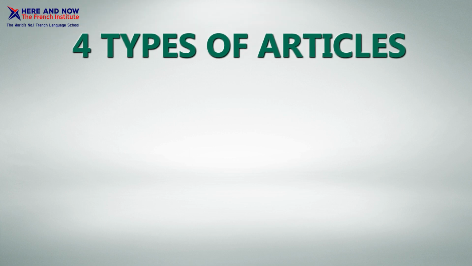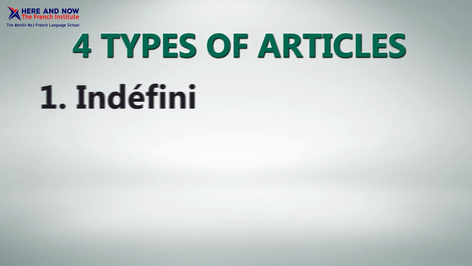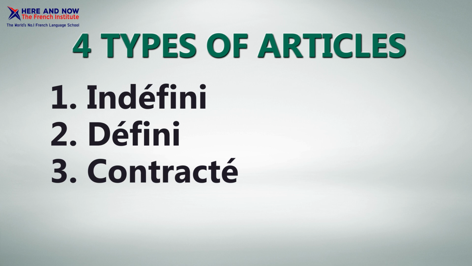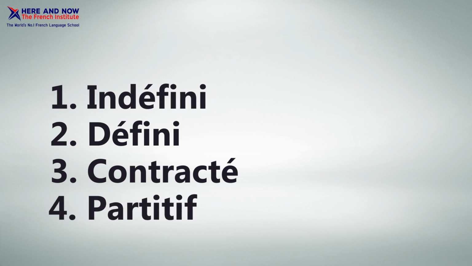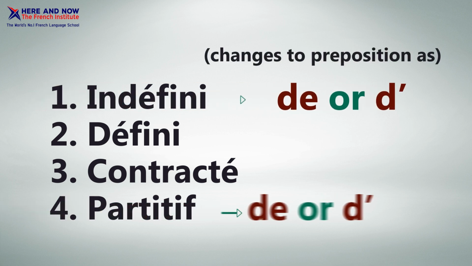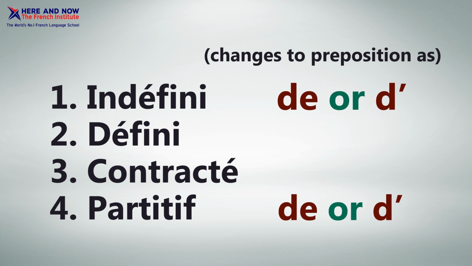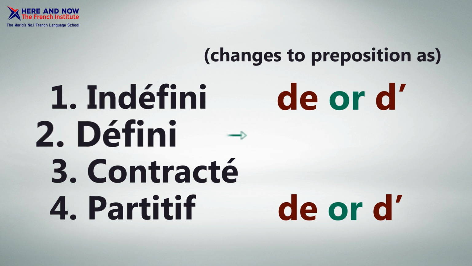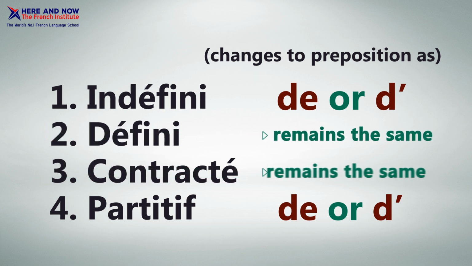You know that there are 4 types of articles: indéfini, défini, contracté and partitif. Article indéfini and partitif change into the preposition de and the apostrophe in a negated sentence, whereas article défini and contracté remain the same even if the statement is negated.